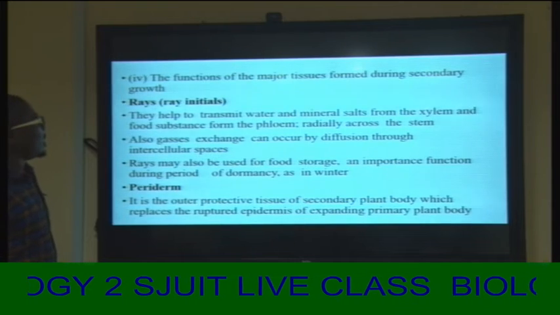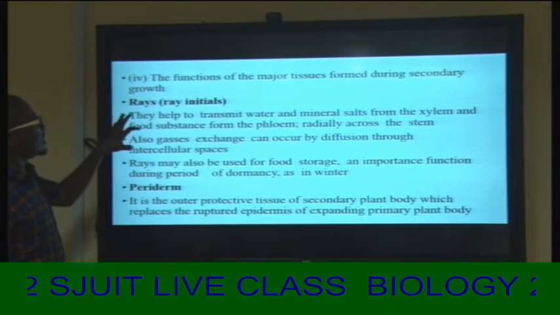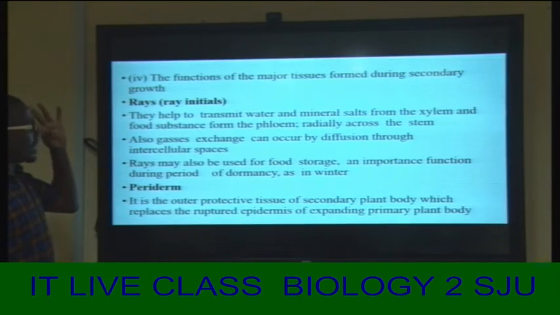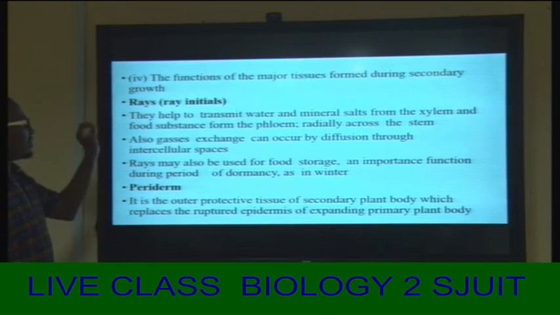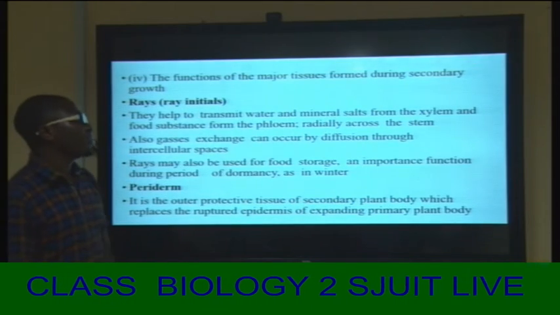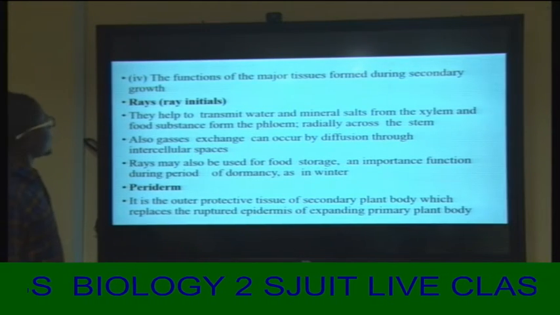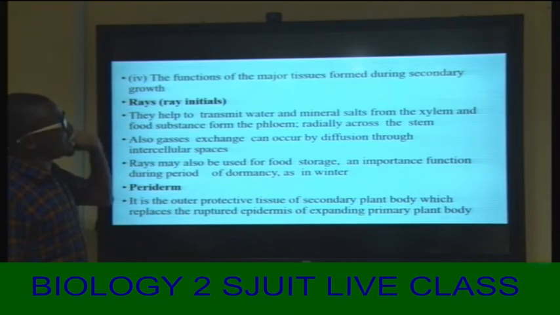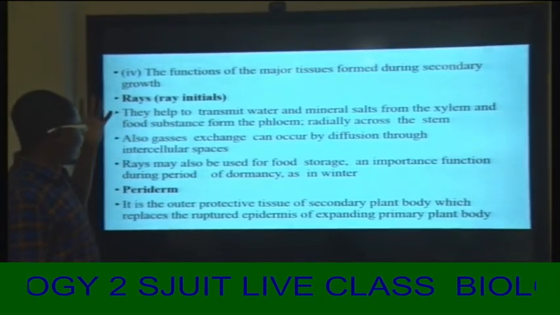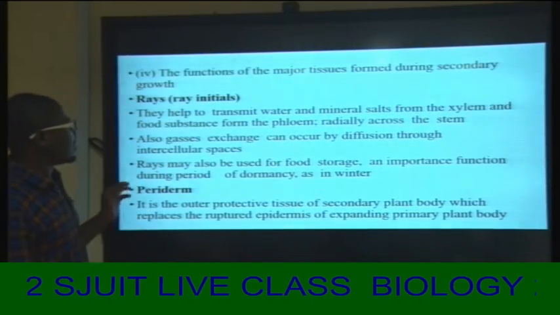The last part of this question requires us to explain the function of the major tissues formed during secondary growth. During secondary growth, we normally form four tissues. We have the rays, or sometimes they are called the ray initials. Then we form the periderm, then the secondary xylem and the secondary phloem. So we are required to state the function of these major tissues.